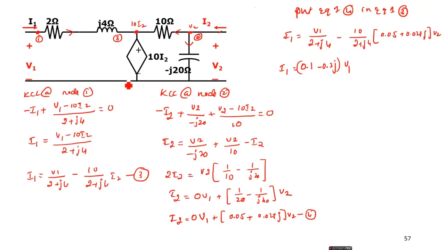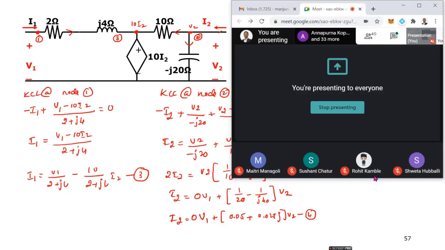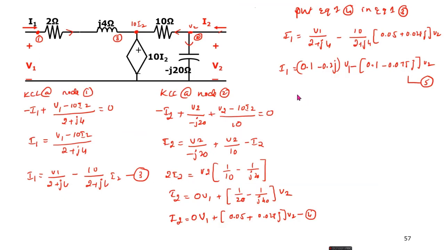So I got this as minus, I got this as 0.1 minus 0.075 J into V2. Call this equation number 5. All of you got the same answers till equation number 5? Alright, so good.